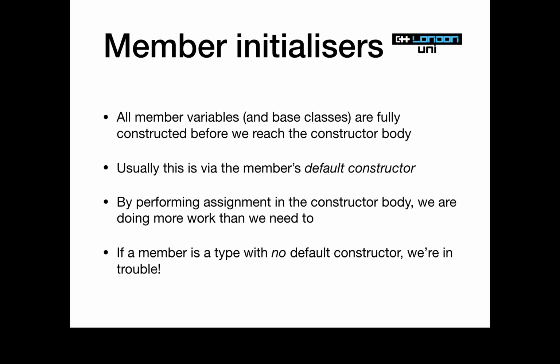And what's even worse is what if we have a type with no default constructor? Like this guy here has no default constructor. So if we try to use this pattern of doing the work in the body of the constructor, it's just not going to work because it's first going to try and default construct our member so that we can assign to it later. But if we've got no default constructor, well, it's just not going to work. We're going to get an error.